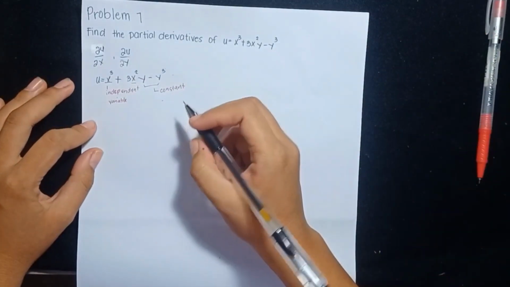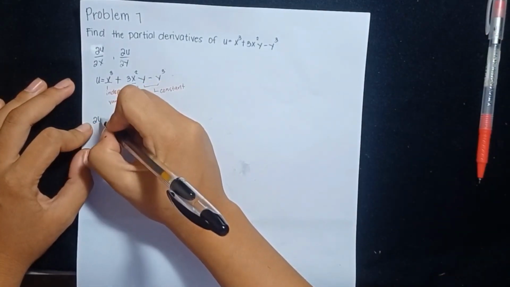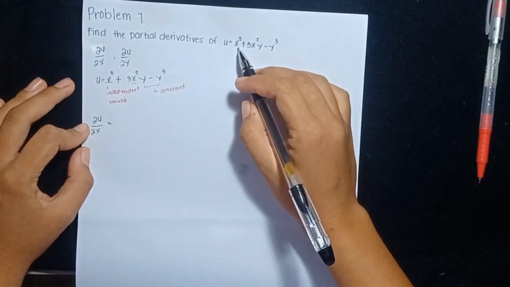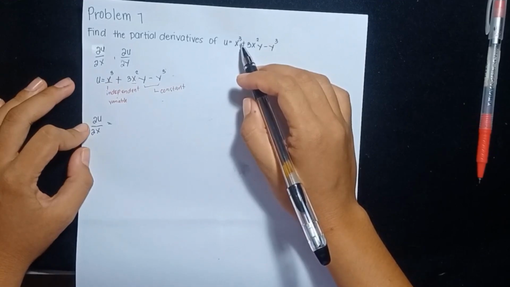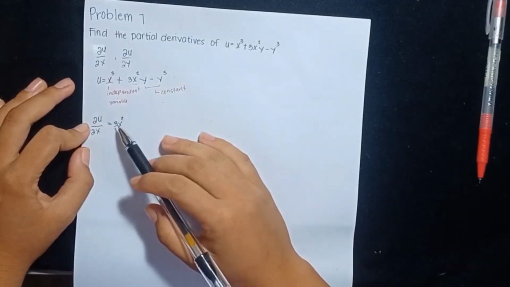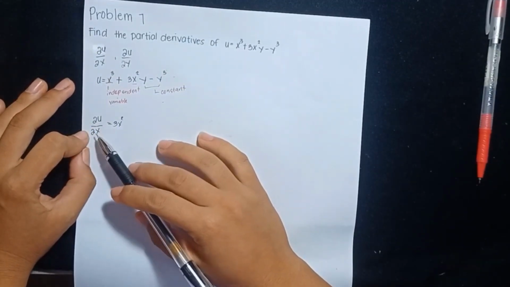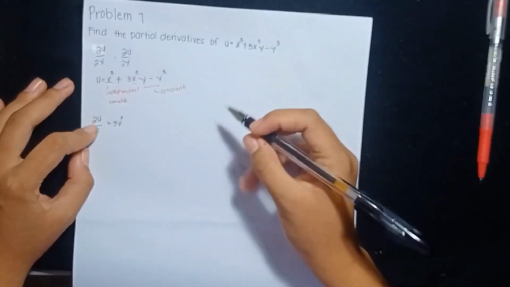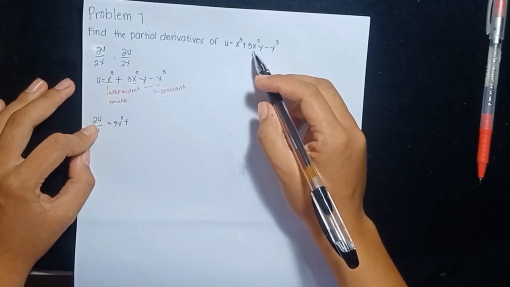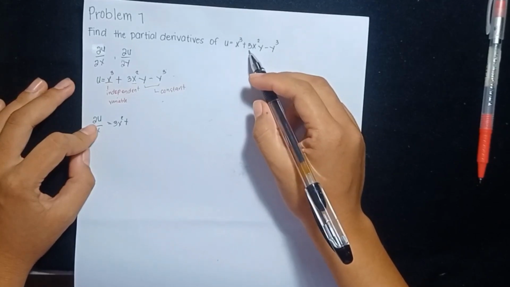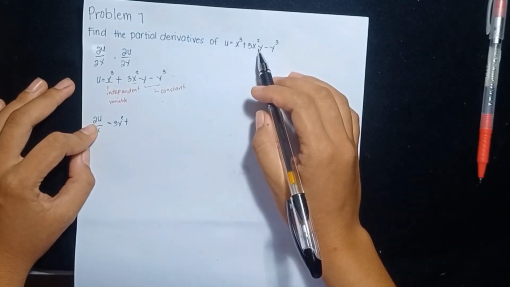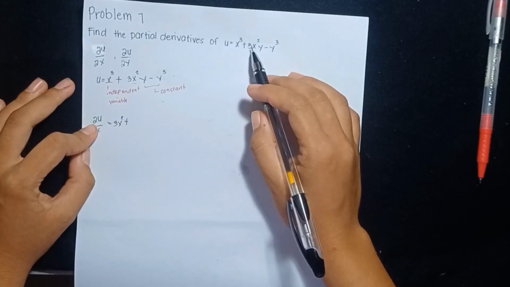Then we will solve this. Partial derivative of u with respect to x equals, what is the derivative of x cubed? The derivative of x cubed would be 3x squared, because we are differentiating the partial derivative of u with respect to x. After that, plus the derivative of 3x squared y. As you can see, we have two constants here, which are the 3 and the y. So we can just put together the y side to the 3 because they are both constant.